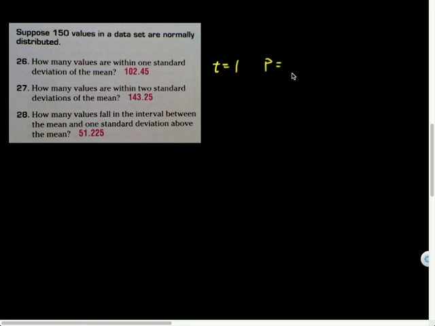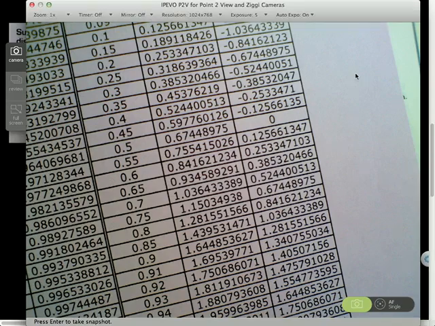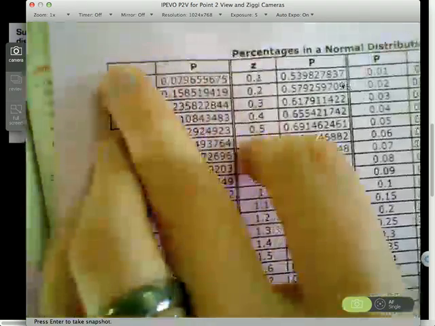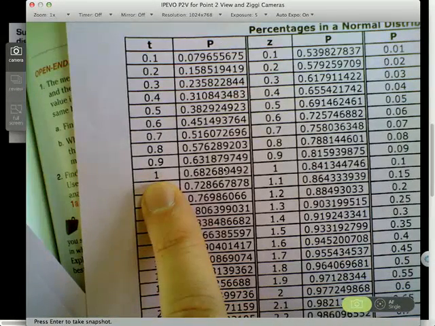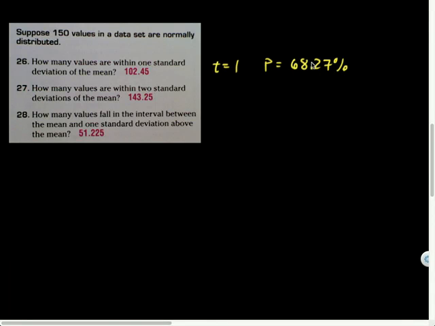If I look up the p-value for that, one standard deviation above and below is 68.27%. All right, something like that. I could find that on our little chart that we had where I'd look up the t-value, go down to the 1, and then there's my decimal percentage of that value. So if this is the percent of the data within that range, and I have 150 values, and I want to know how many values are between those one standard deviation above and below, it's going to be 68.27% of 150.